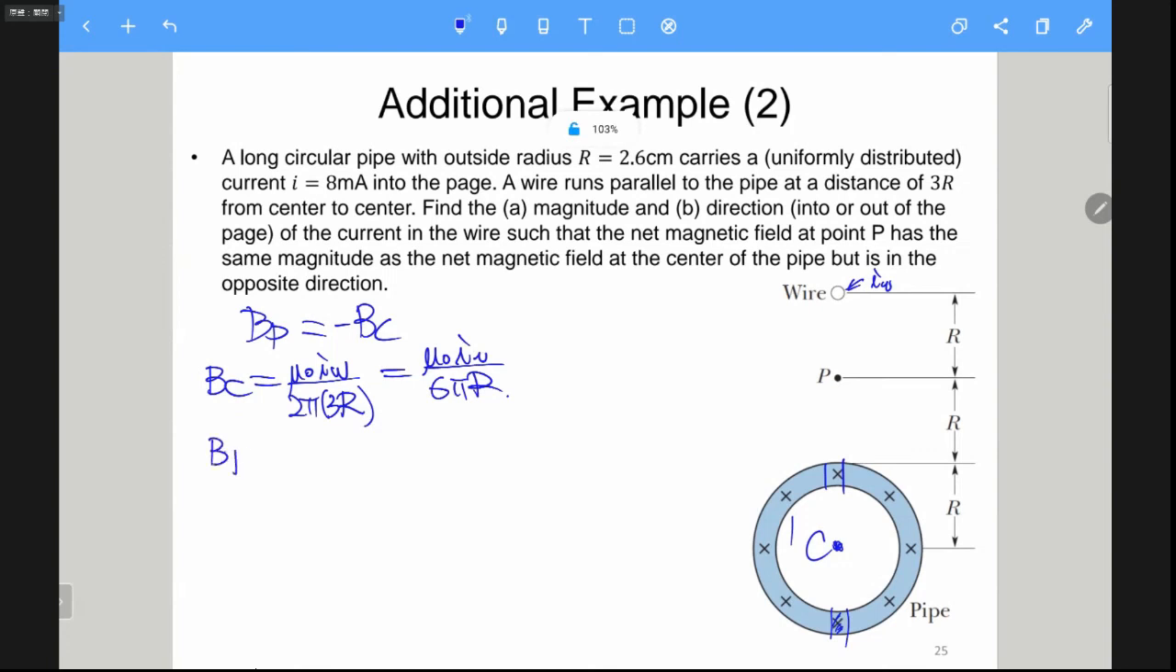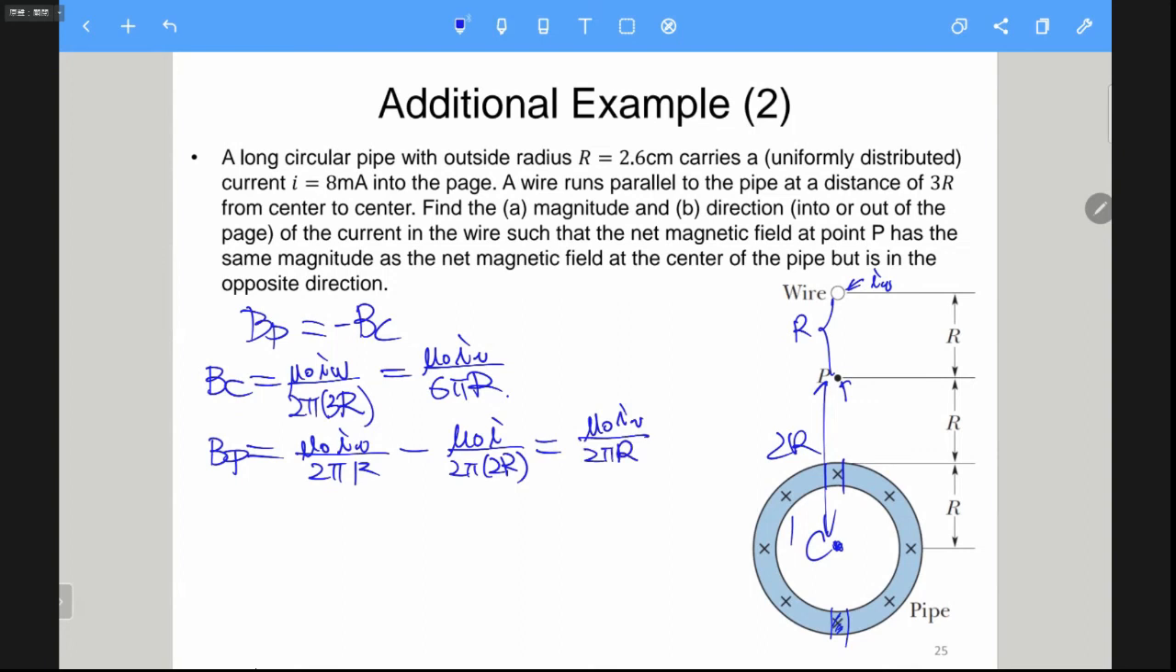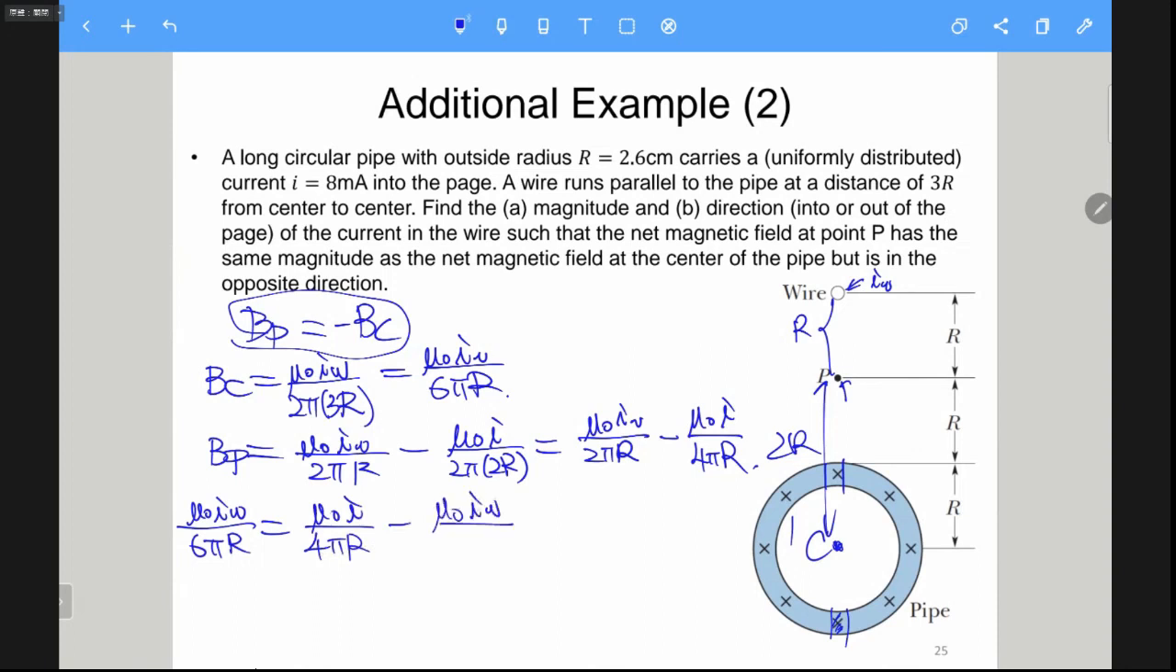And for BP at this point, we have mu 0 IW over 2 pi R, because this one is only R. This one is 2R. So we have a negative mu 0 I over 2 pi times 2R. Okay, so altogether it will be mu 0 IW over 2 pi R minus mu 0 I over 4 pi R. And suppose we have this expression, we will have mu 0 IW over 6 pi R equals mu 0 I over 4 pi R minus mu 0 IW over 2 pi R.